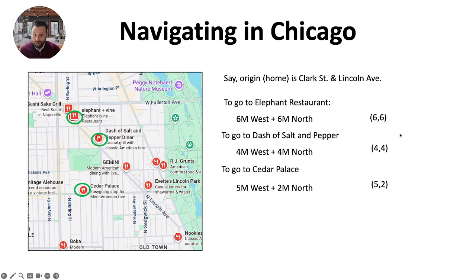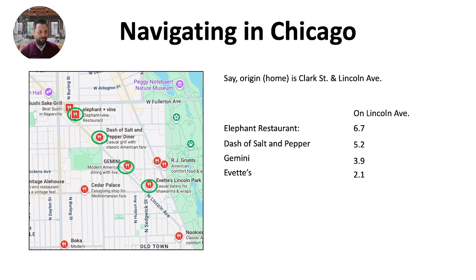And notice how I am able to describe the positions of these restaurants by two numbers, right? Because I have two directions, west and north. If I'm going east, then I can use negative numbers, and similarly, if I'm going south, I can use negative numbers. So you can assume that I'm on a number space, right?